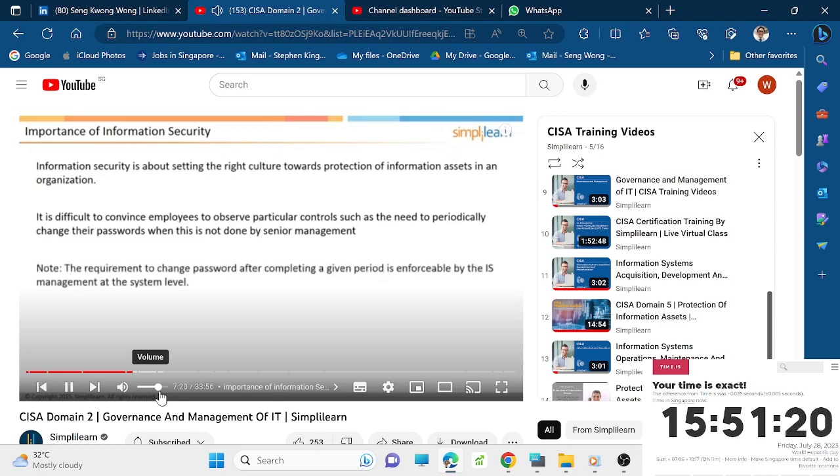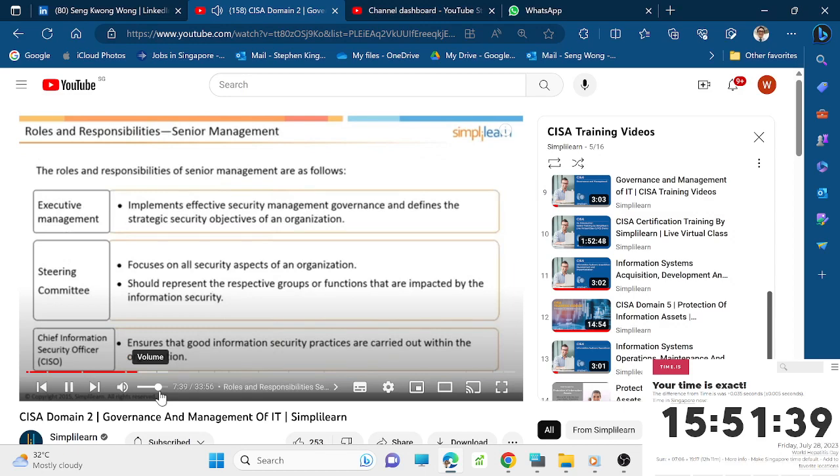Note that the requirement to change password after completing a given period is enforceable by the IS management from the server side or back end. We will learn about the roles and responsibilities of the senior management in information security management in the next screen.